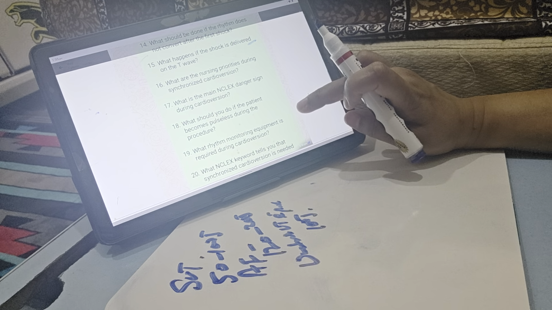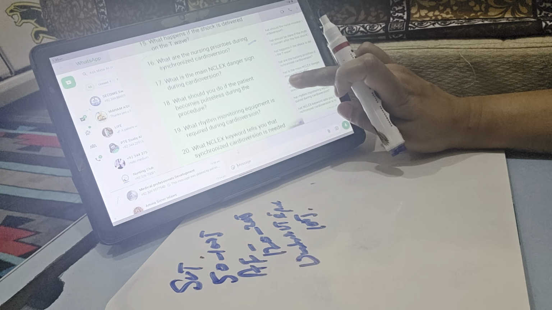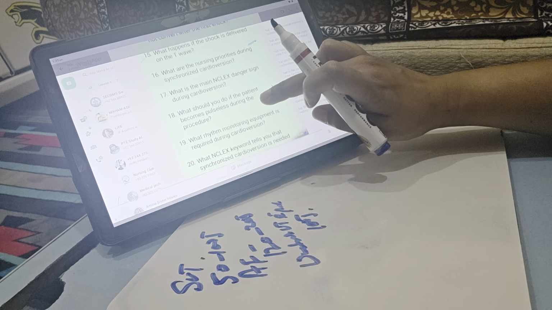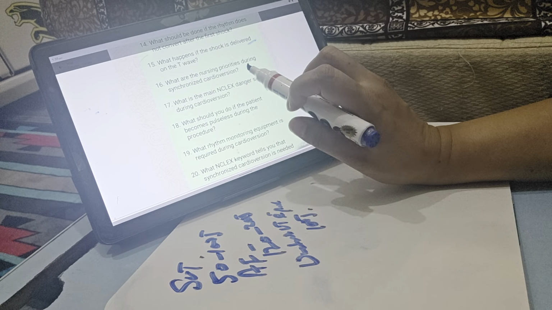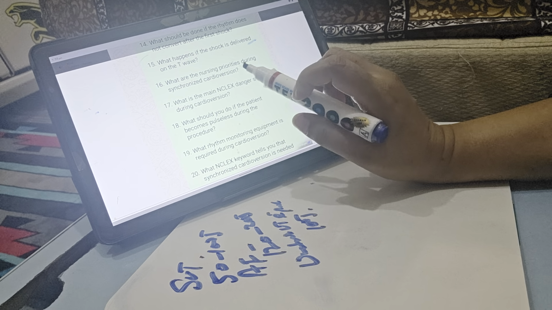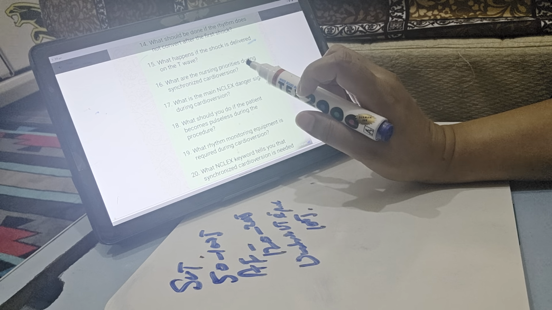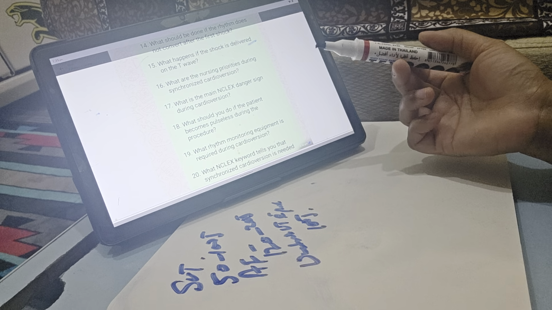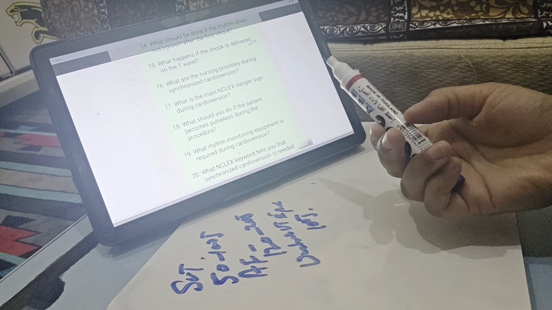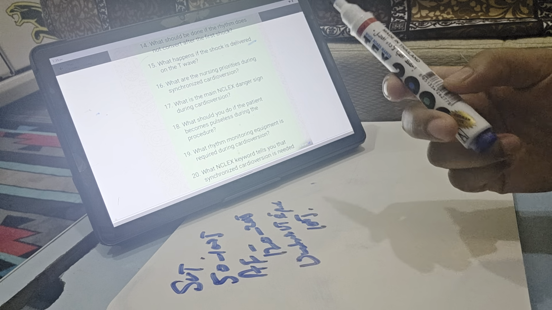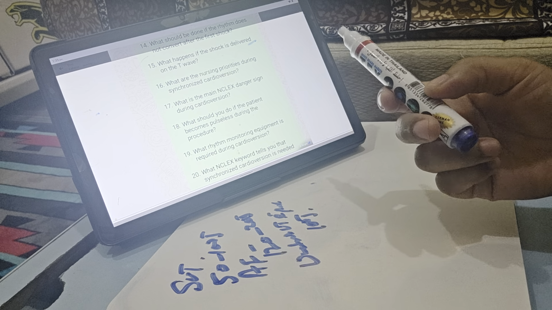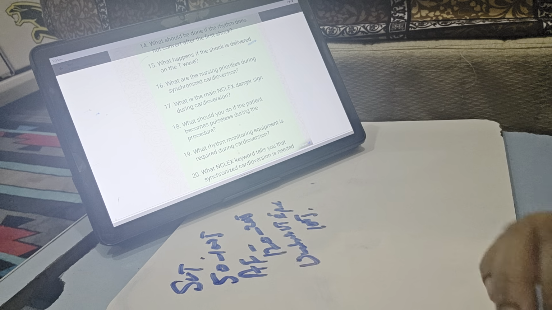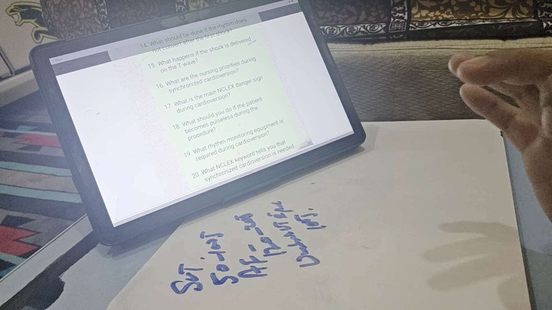Question number 16. What are the nursing priorities during synchronized cardioversion? We have to ensure safety of the patient and the staff. We have to monitor vital signs and ECG continuously, administer sedation if prescribed, and prepare emergency equipment for defibrillation, because the heart rhythm can change anytime.